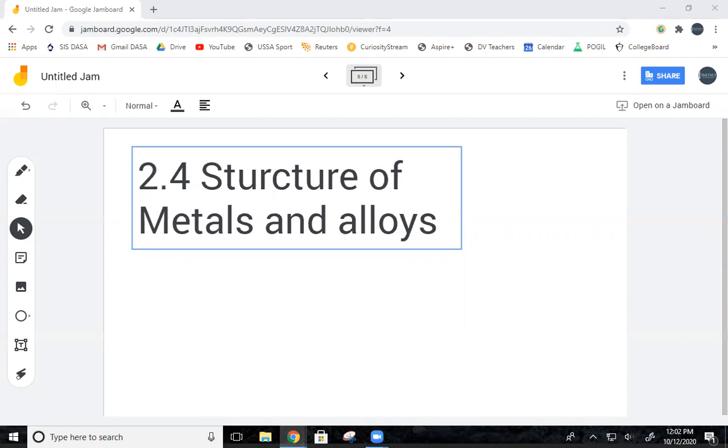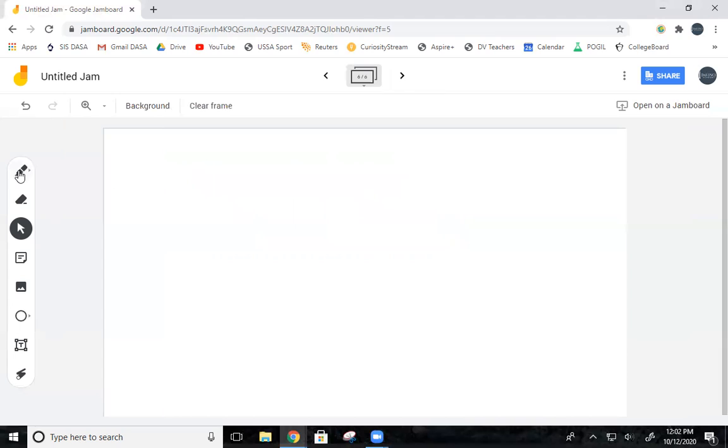So when we talk about the structure of metals, most of the time what we're looking at is a representation of positive metal ions.